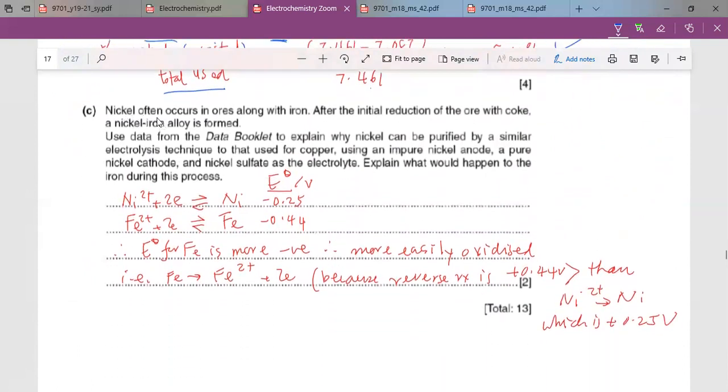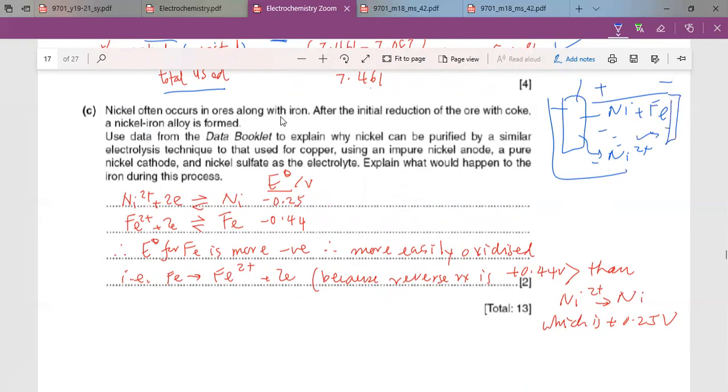Now, just for the last part. Nickel is often found in ores with iron. So nickel and iron. So again, here is your nickel plus iron, Fe. Remember this is your anode. And of course, this is your solution here. Use the data in the table to explain why nickel can be purified by the same method. This nickel is going to dissolve inside here, and nickel is deposited at your cathode, the negative one here. Explain why this happened.